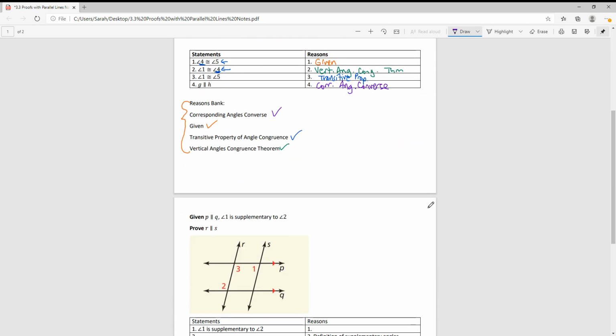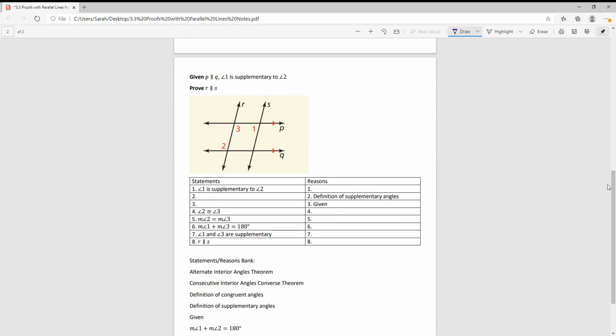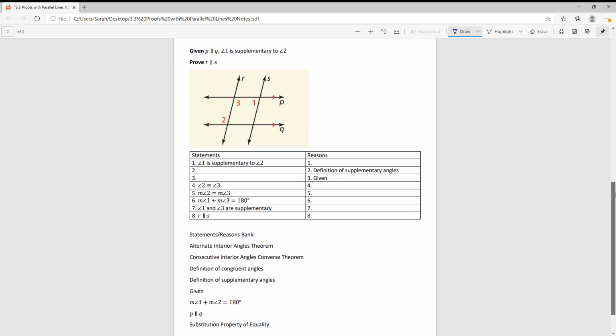Let's try one more. This proof's a little longer, and this time I've mixed together statements and reasons that you need to fill in.